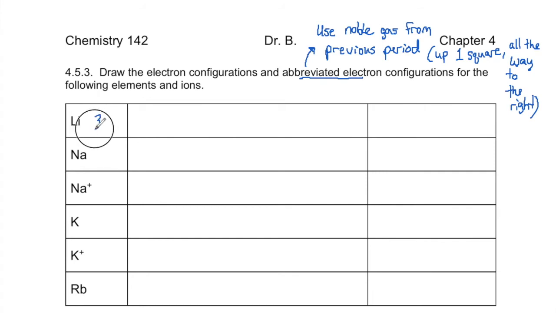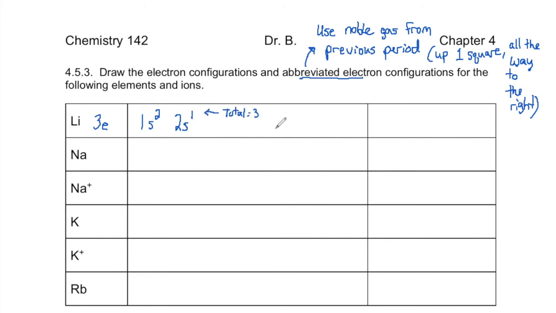So lithium has 3 electrons. The first 2 are going to go in the 1s orbital, and the next one is going to go in the 2s orbital. The 2s orbital can fit 2 electrons, but lithium only has 3, so we don't want to put 2 in there because that would be 4 electrons. We want this to add up to 3.